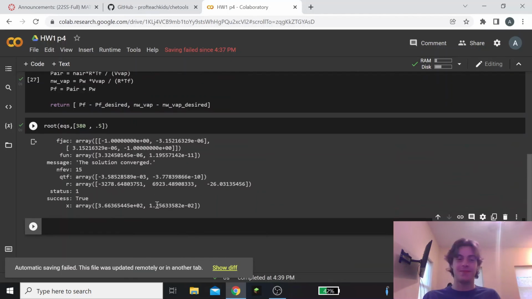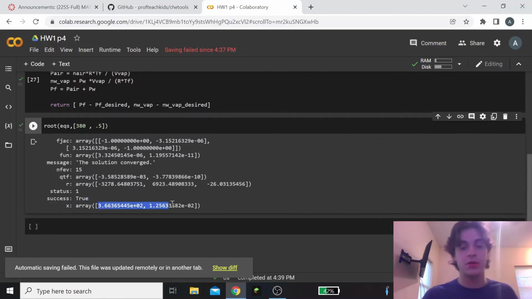We got a message that the solution converged. And down here, this is our solution. So to get our desired final pressure and desired moles of water vapor, we need a temperature of about 366 Kelvin and a volume of 0.012 meters cubed, or about 12 liters.